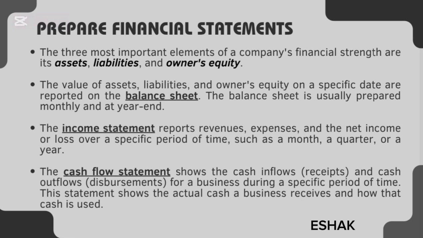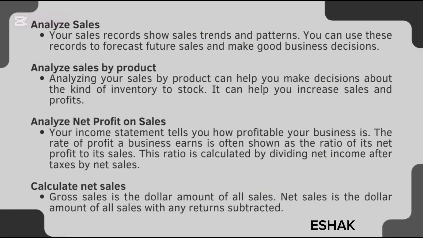The income statement shows a company's revenues, expenses, and profit or loss over a specific period. Cash flow statement shows how cash moves in and out of a business. For example, the operating, investing, and financing activities. Analyze sales. Understanding your financial statements allows you to determine how much you need to sell to earn a profit. By examining your sales records, you can identify trends, forecast future sales, and make informed decisions. Analyze sales by product. Analyzing sales by product helps you decide which inventory to stock. This supports better inventory management and allows you to focus on products that generate higher profits.